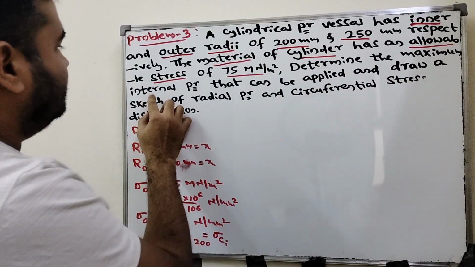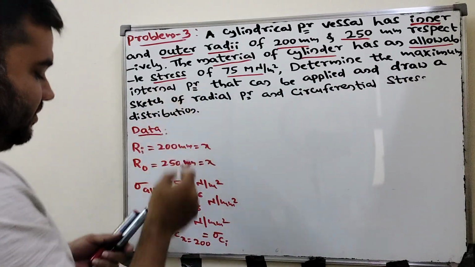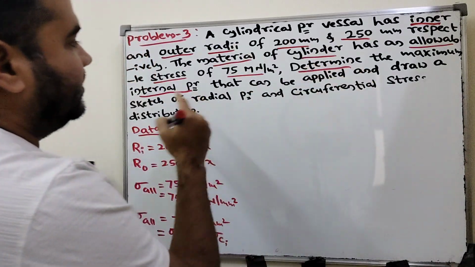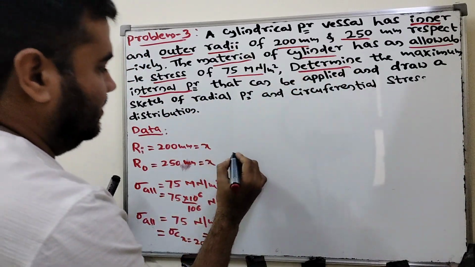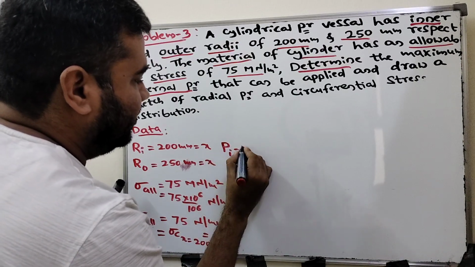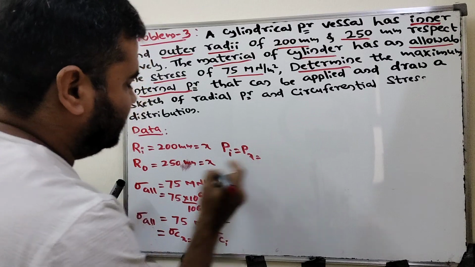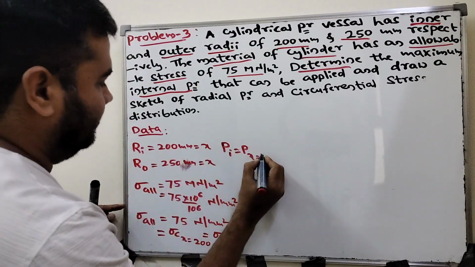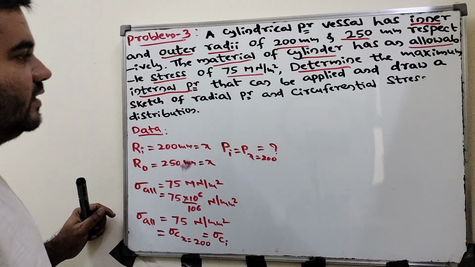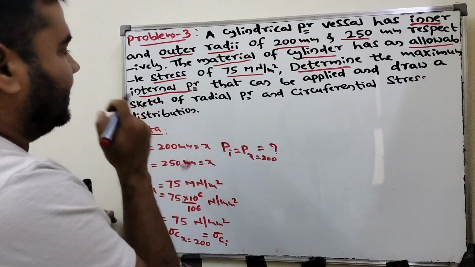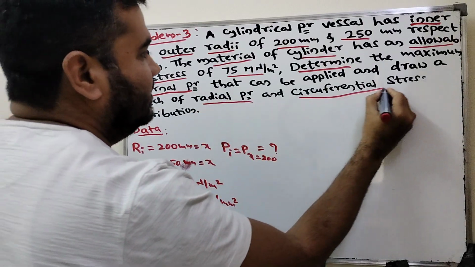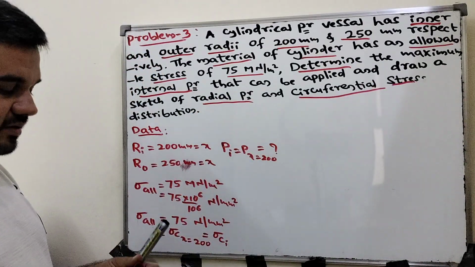First we will read the unknown value. Determine the maximum internal pressure. He is asking you to calculate the maximum internal pressure that can be applied. What is that? The pressure at inside, that will be equal to pressure at x equal to how much? Inner radius, it is 200 mm, right? At 200 equal to how much, he is asking. Next, draw a sketch. You have to draw a sketch of radial pressure distribution and circumferential stress distribution.